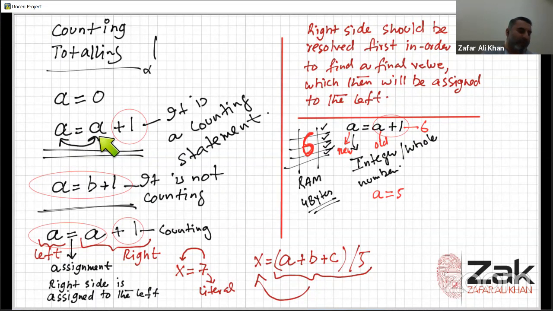For totaling, it is again necessary that the same variable is on both sides of the equal to sign, but plus another variable. So if I write a is equal to a plus b, since b is unknown, but it is being added to a, it is said to be totaling.